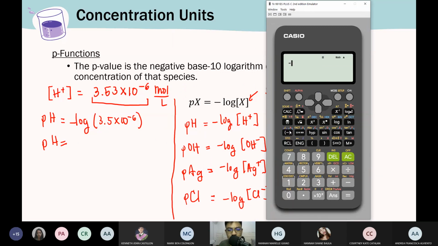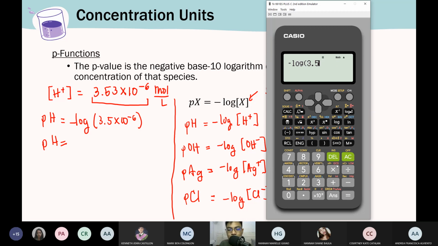So, it is the negative log of 3.5 times 10 raised to negative 6. So, 3.5. If you are dealing with scientific notation, you can press this. Times 10. Just press that, then write the exponent.